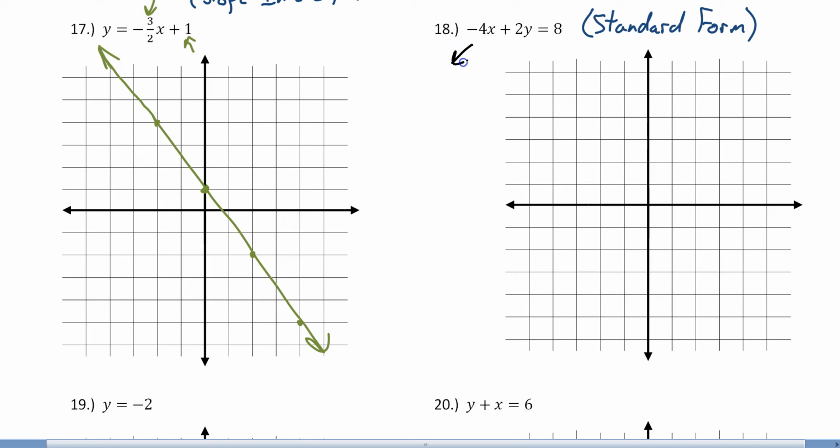I'm going to find the x and the y-intercept. So to find the y-intercept, I just plug a 0 in for x, which gives me this. And then to find the x-intercept, I plug a 0 in for y, which gives me the -4x equals 8. To find the y-intercept, I plug a 0 in for x, which gives me the 2y equals 8. Again, I just plug a 0 in for each, and now I'm going to solve. So here, I divide each side by the -4.